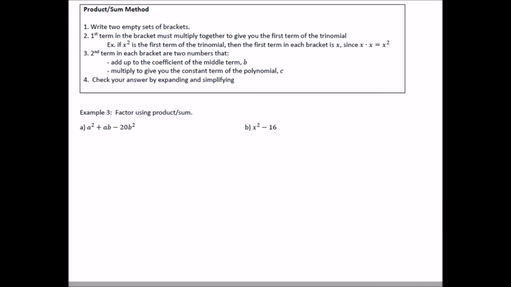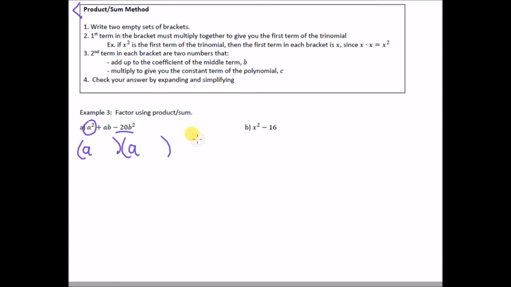So now let's use that shortcut. It's called the product sum method. So what we're going to do, and I'll embed this right here into example 3a, we're going to write two sets of empty brackets. So when we have a trinomial a squared plus ab minus 20b squared, we're going to write two brackets, empty. The first term here in both brackets is going to be what would have to multiply together to give you a squared. So that's clearly a times a. Okay? The second term in each bracket is going to be that product sum.